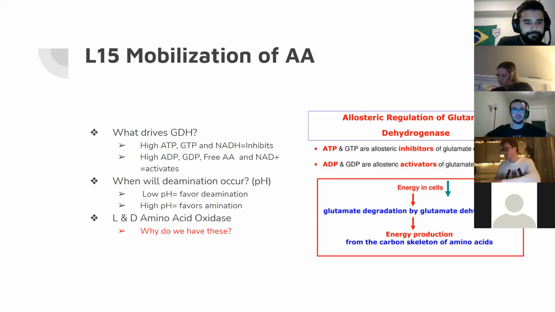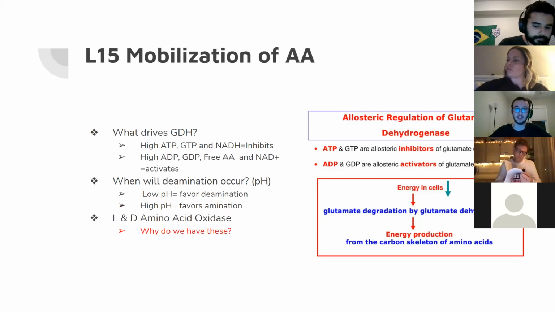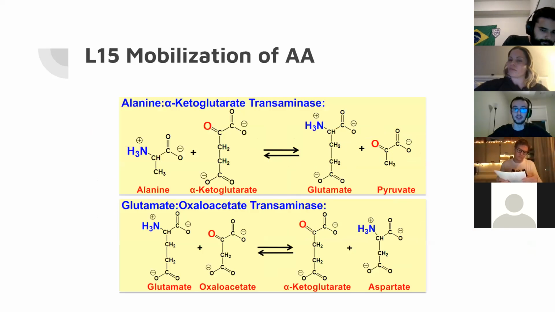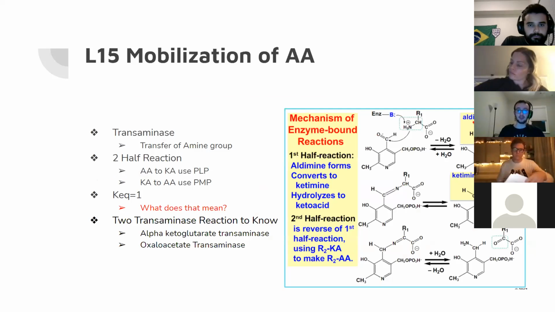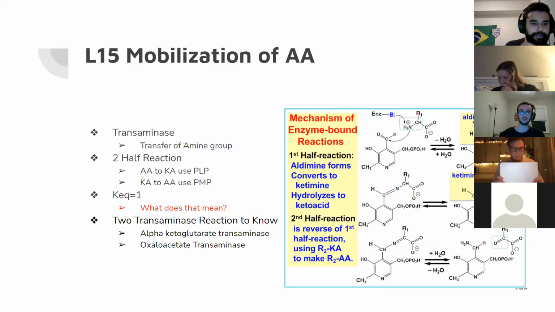Is there a reason why PLP and PMP are there? Why, if the cell decides to create a keto acid out of an amino acid, does it immediately have another one reversing it? It seems kind of counterproductive. The way I like to think about it is that both keto acids and amino acids are really important for our body, right? Keto acids are important for energy and amino acids are important for protein building.